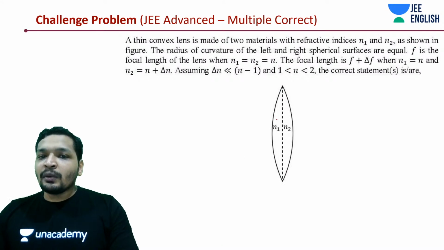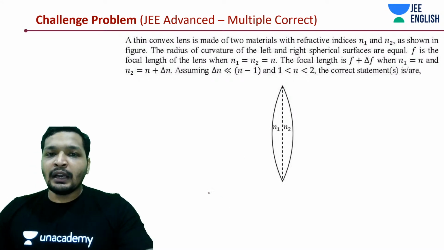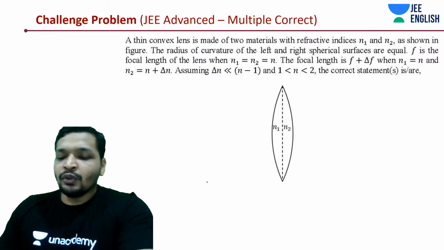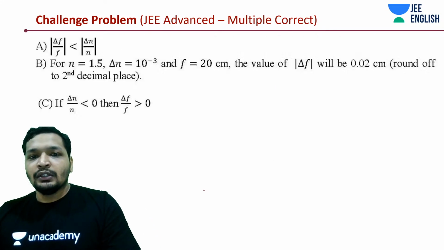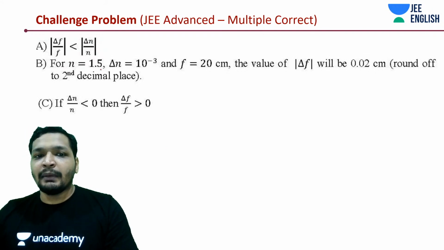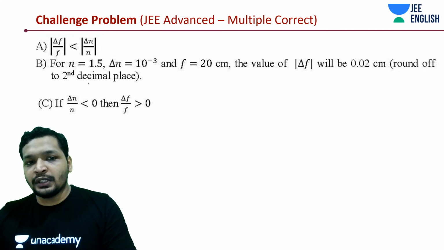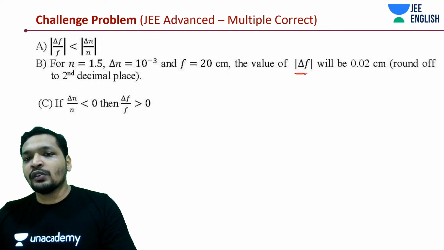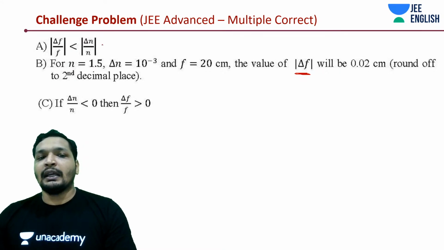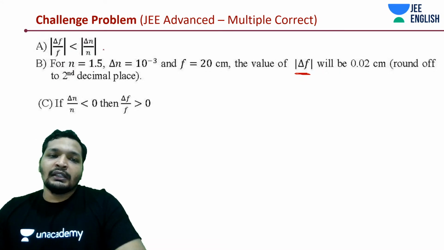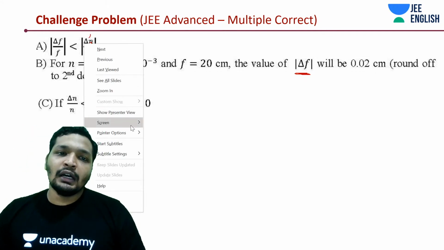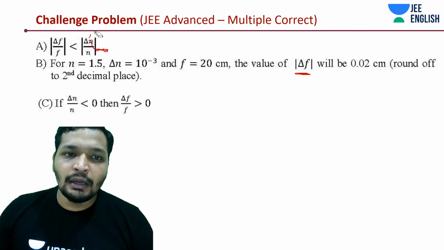So that is all about the question. If you want to read the question, you can read it; I've just zoomed it in. I hope you understood that part. All being asked is the relation between delta f by f and delta n by n in almost three options. Once you derive the relation between delta f by f and delta n by n, say if delta f by f was equal to delta n by n, then delta f is equal to delta n by n into f.